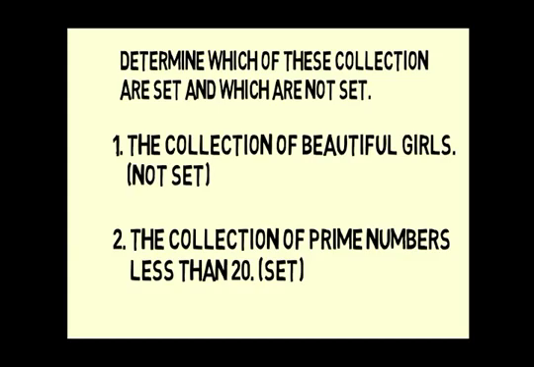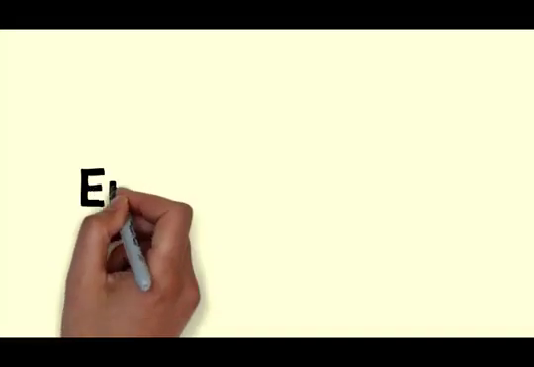And then number 2, the collection of prime numbers less than 20 is a set. Why? Because we can determine precisely whether or not a number belongs to it. For example, 2 is in the collection of prime numbers less than 20. And then 4 is not in the collection of prime numbers less than 20.